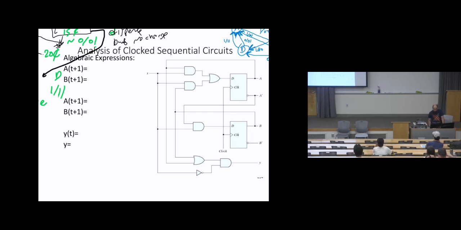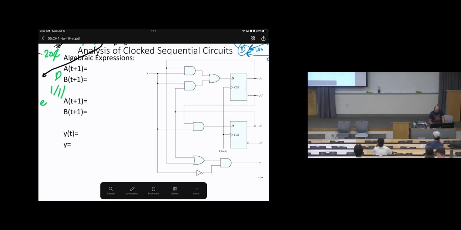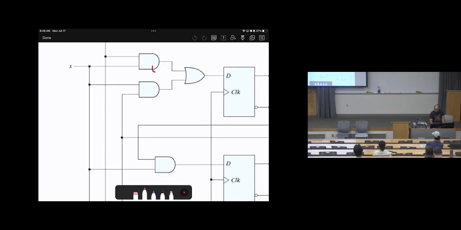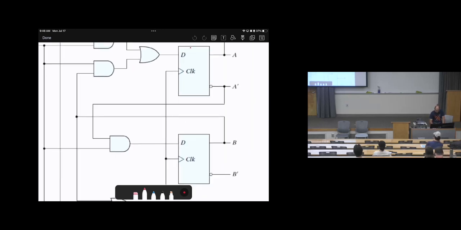Analysis of clocked circuits. Let's look at this design, and assume it has already been done. Let's make some observations. We know this is an AND gate, this is AND, this is OR. We have this device. Is it a flip-flop or a latch? Flip-flop. Is it rising or falling? Rising edge. And what's the type? D flip-flop, right?